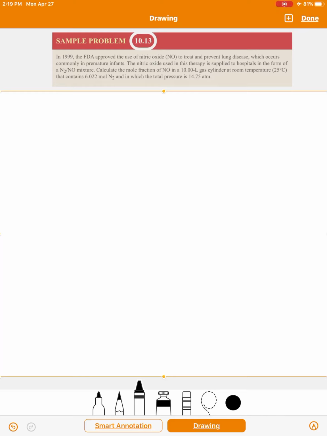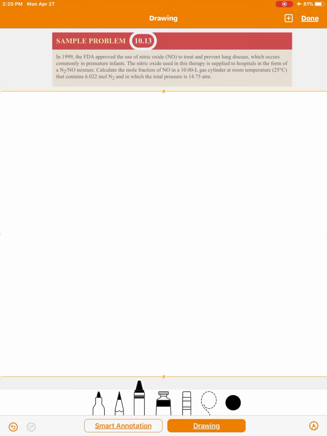Sample problem 1013. In 1999, the FDA, the Federal Drug Administration, approved the use of nitric oxide, NO, to treat and prevent lung disease, which occurs commonly in premature infants. The nitric oxide used in this therapy is supplied to hospitals in the form of an N2/NO mixture. Calculate the mole fraction of NO in a 10.00 liter gas cylinder at room temperature, 25 degrees Celsius, that contains 6.022 moles of N2 and in which the total pressure is 14.75 atmosphere.